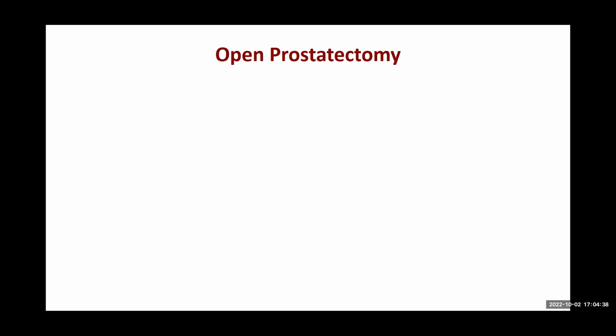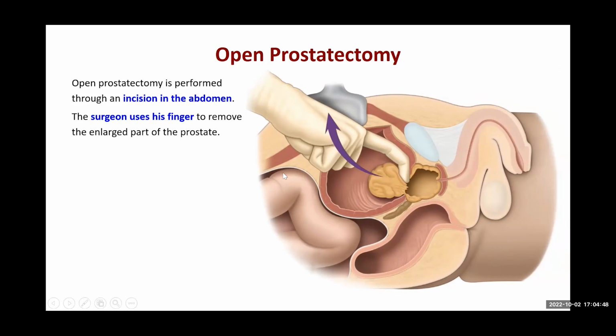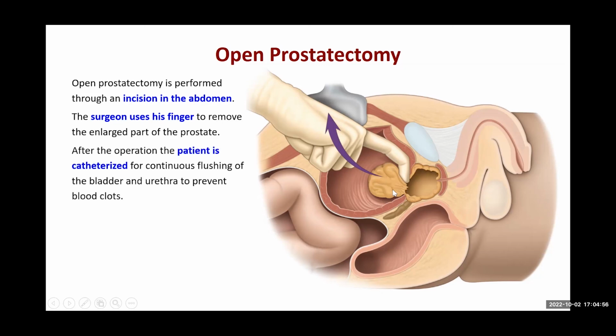This is open prostatectomy, which means you cut the abdomen and an incision is made in the abdomen. The surgeon uses his finger to enucleate the prostate. So this is the prostate. With the help of his finger, he has removed the prostate gland. The patient is catheterized and the catheter remains in place for many days.